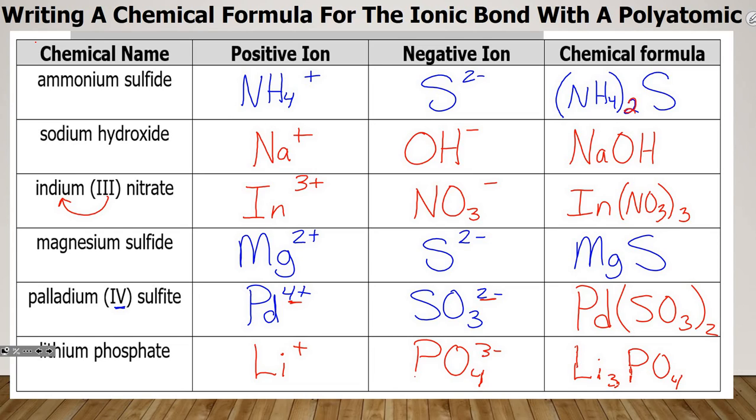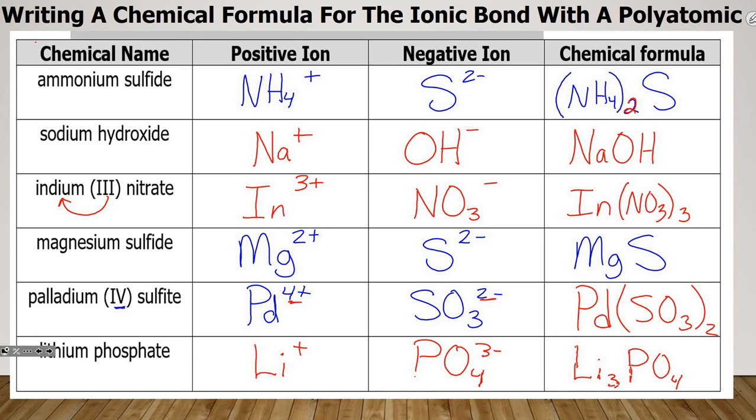Okay, how did we do on this last one? Did you get it? This one, the group had a -3 charge, so I needed 3 lithiums to balance out that phosphate. So you should have written Li3PO4. Thumbs up, strong, I got it. Thumbs sideways, I'm still really confused. And thumbs down, I'm not getting this at all.